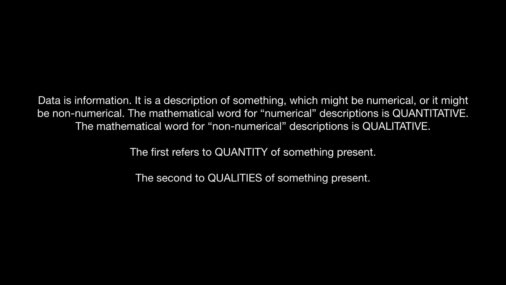Data is information. It is a description of something which might be numerical or it might be non-numerical. The mathematical word for numerical descriptions is quantitative. The mathematical word for non-numerical descriptions is qualitative. The first refers to the quantity of something present, and the second refers to qualities of something present.